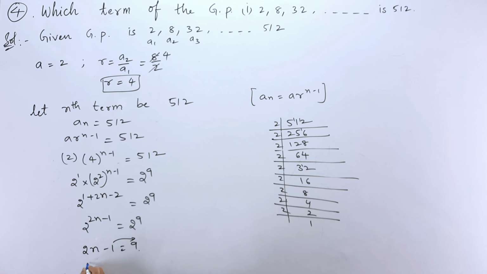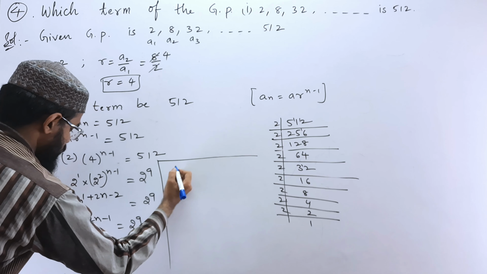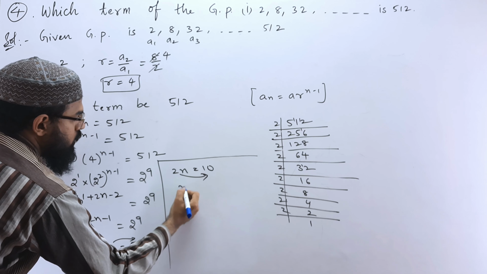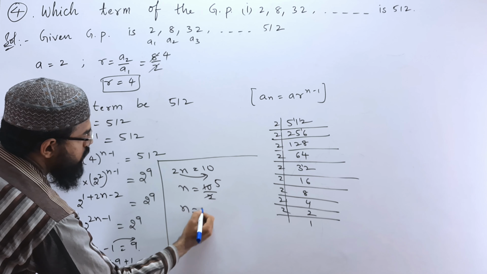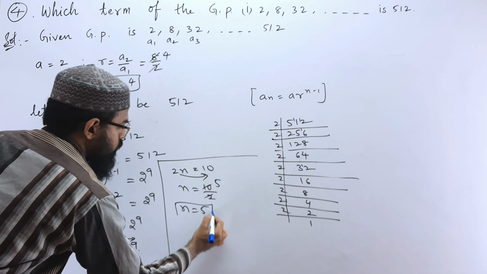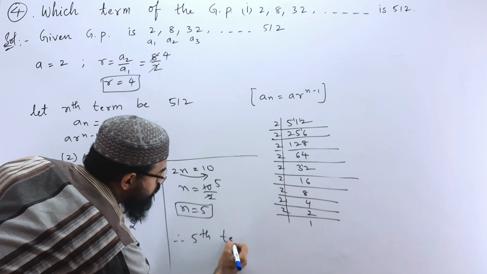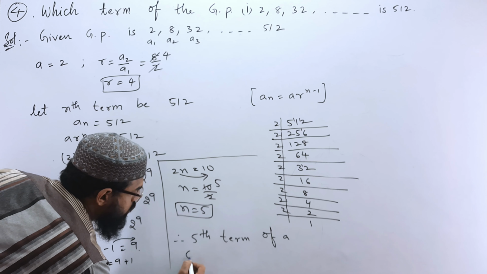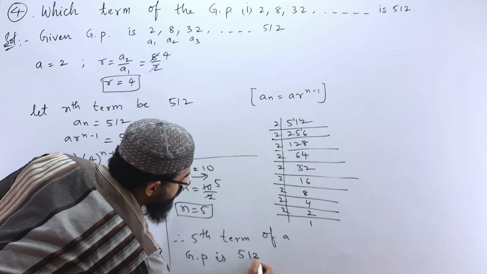Minus 1 goes to that side. So 2n is equal to 9 plus 1. That will be 2n is equal to 10. 2 goes down. N is equal to 10 by 2. 2 fives are 10. N is equal to 5. Therefore, the fifth term of the GP is 512.